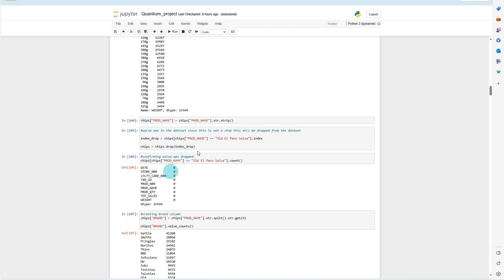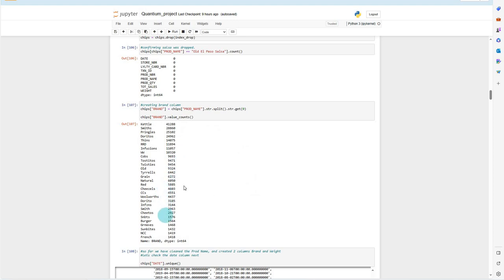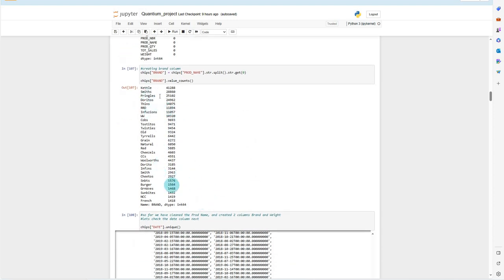And then I noticed also when I was scrolling through it that there was some salsa in there, Old El Paso salsa, and had to remove that because they were just looking at chips. They didn't want to look at any salsa, so just potato chips. And then it's me stripping out the names. The names had some duplicates, but I left it as is for now.